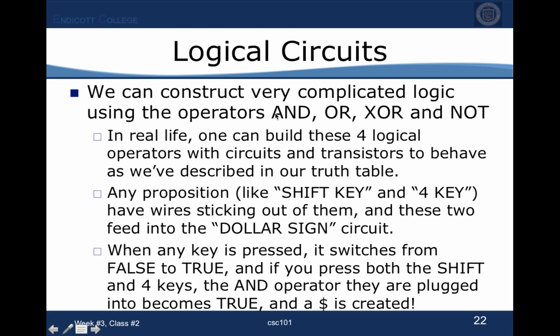And so then electricity will spit out of the AND gate, of the AND operator, and a signal is then sent to the screen that says, make a dollar sign appear. And that's it. That literally is exactly how this is happening. I don't want to do it because I don't want to mess with my presentation right now. But if you push the shift key and push the 4 key, why does a dollar sign appear?